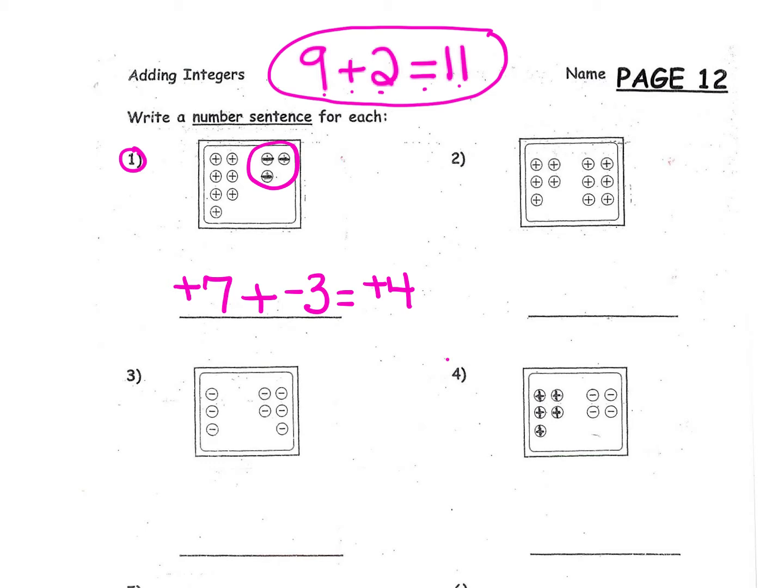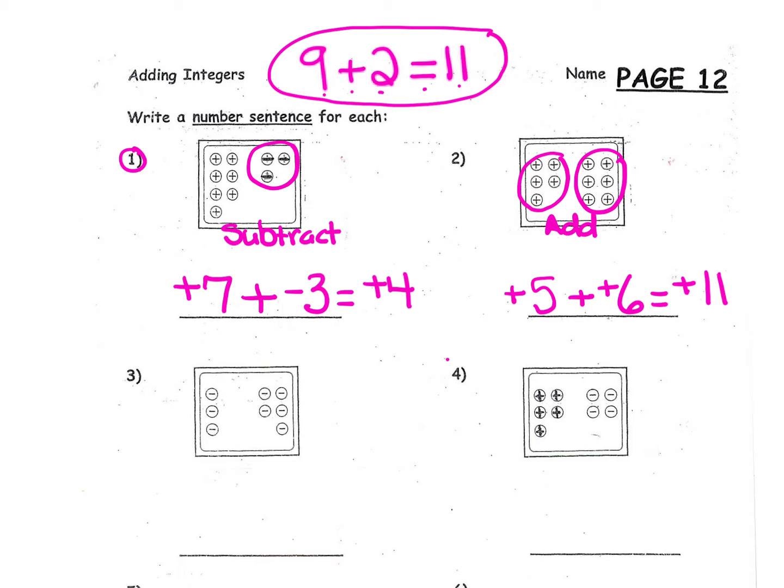In problem number 2, we have 5 positive chips, a gain of 5, plus 6 positive chips, or a gain of 6. Total gain, a positive 11. We add the quantities in this particular problem, whereas in the previous problem, because the chips were different, we actually subtract.